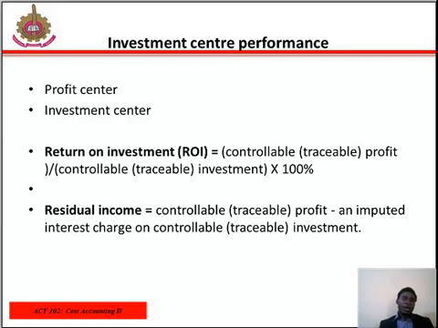And we have the return on investment rate, which is equal to controllable, that is traceable, profit divided by controllable traceable investment, multiplied by 100%, and you get the return on investment. For residual income, we have controllable, that is traceable, profit minus an imputed interest charge on controllable traceable investment.